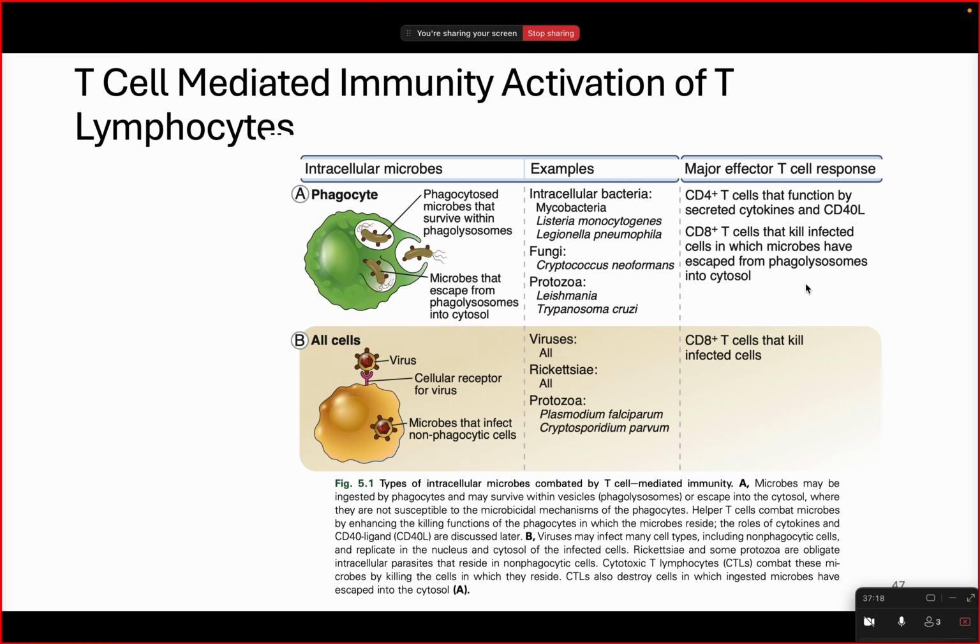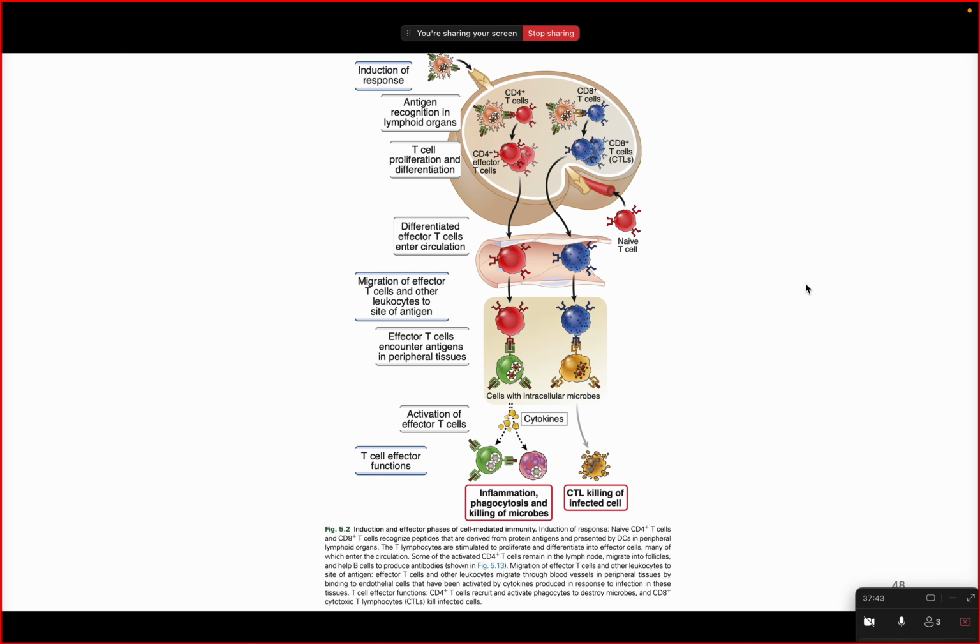Then we looked into T cell mediated immunity and the activation of T lymphocytes. There are two ways through which T lymphocytes or T cells take part in making the adaptive immune system. One is when the microbe is inside a vesicle, a phagocytic vesicle, or inside a phagocytic cell, and the other is when the microbe is in the cell itself, and we need to clear that out. Then we looked into how the induction and effector phases of cell mediated immunity work.